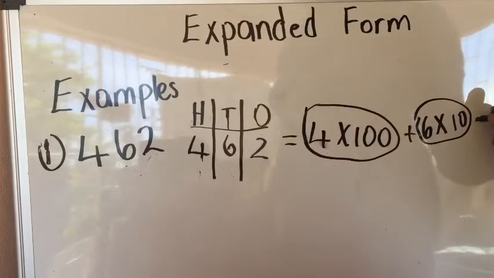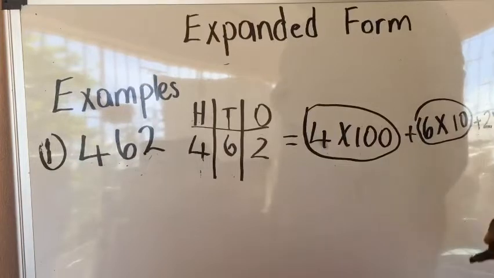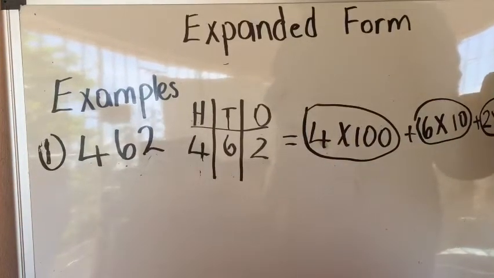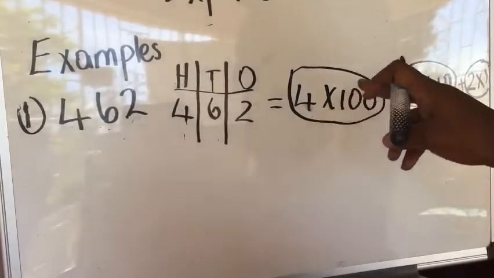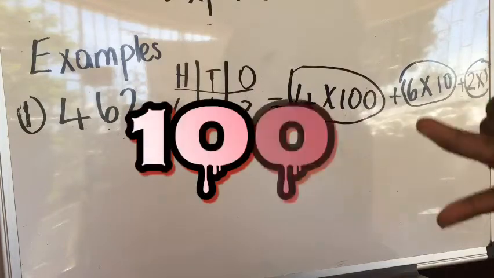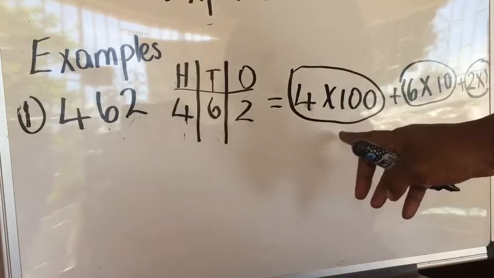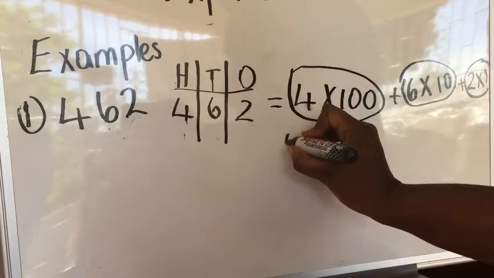Plus the 2. So you're going to say 2 times what? 1. Right? Sorry about that. The space is limited. Now, how am I going to write the answers here now? 4 times 100 is what? You have 4 $100. 100, 200, 300, 400. 4 times 100 is 400. So let me put the 400 down here.